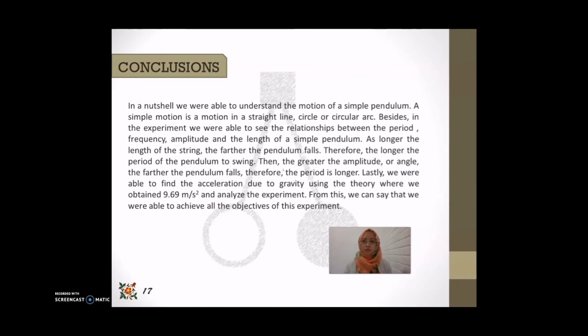A simple harmonic motion is motion in a straight line, circular or oscillating. The longer the length of the string, the farther the pendulum falls, therefore a longer period for the pendulum to swing. Then, the greater the amplitude, the farther the pendulum falls, and the longer the period. Lastly, we were able to find the acceleration due to gravity using theory, which is 9.69 m/s². From this, we can say that we were able to achieve all the objectives of this experiment.